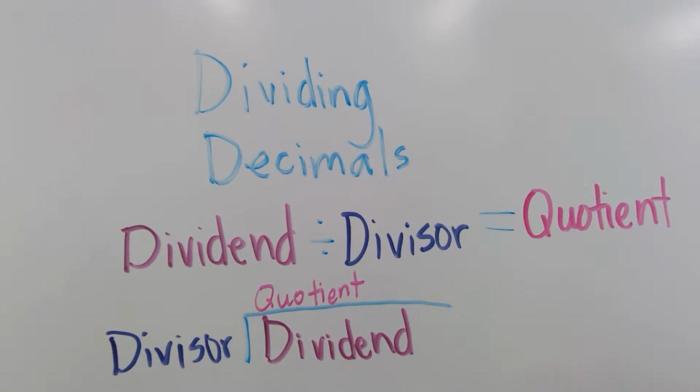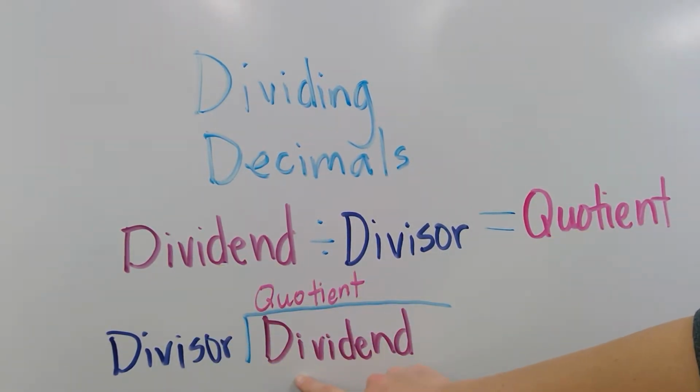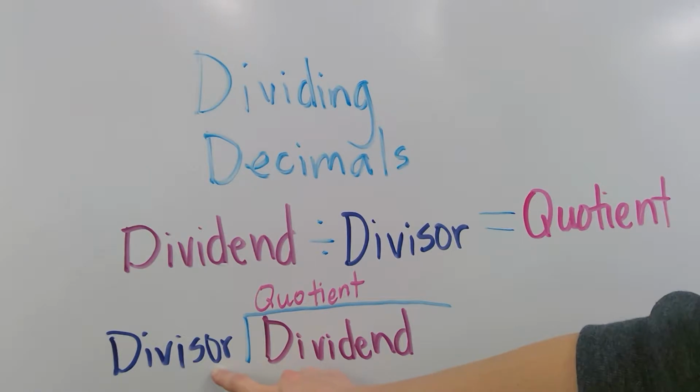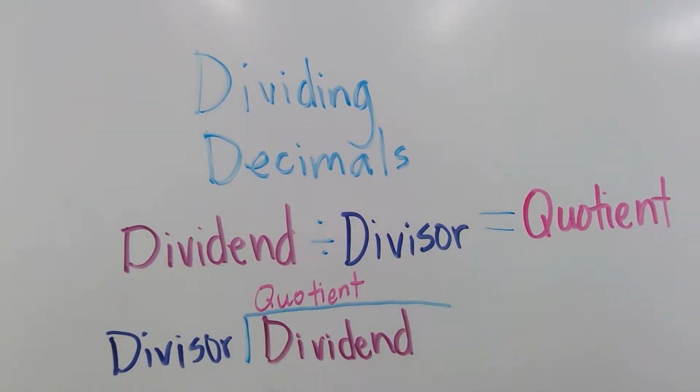So when we set up a division problem, the dividend, the number that's getting split apart, goes on the inside. The divisor, the number that we are using to split the dividend, goes on the outside. And the quotient, our result, will end up on top. So let's talk about what to do if there is only a decimal in the dividend, and that's it.